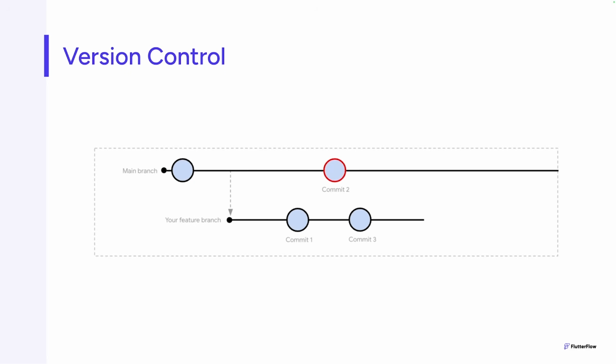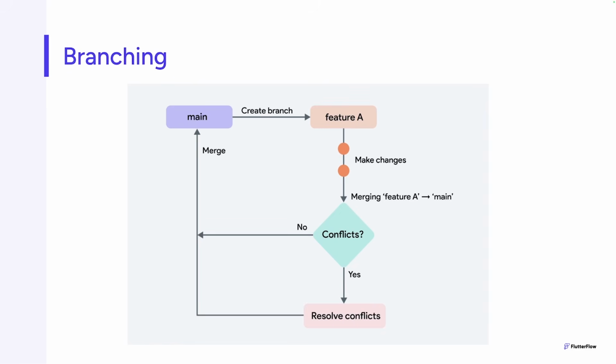Version control allows you to track the history of changes, revert to the previous version, and manage concurrent updates. This is essential for maintaining a reliable and stable application development flow, especially when multiple developers work on the same project. Branching allows developers to work on new features or bug fixes without affecting the main code base, which is the source of truth.